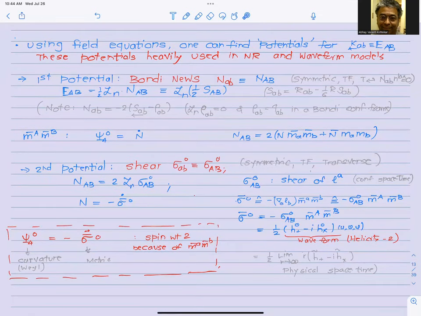So if I take this and put 2 m bars into it, then I just get that the radiation field is given by the time derivative of what is called the news, and the news has these 2 angular components, which are trace-free. They can be written as, I should have written here, capital A, capital B. So let me just do that.